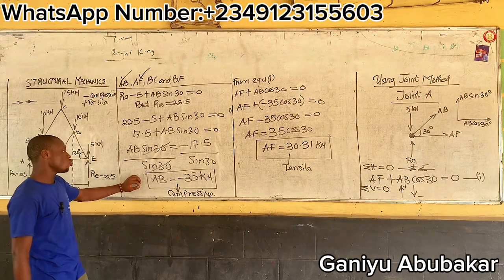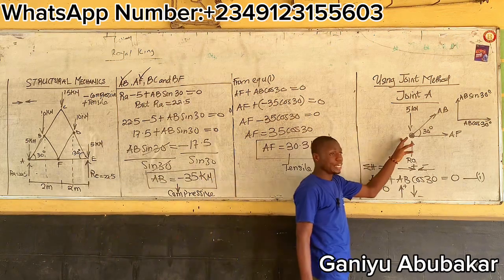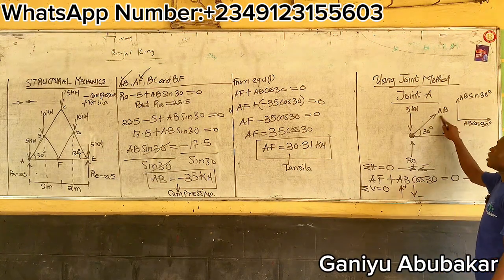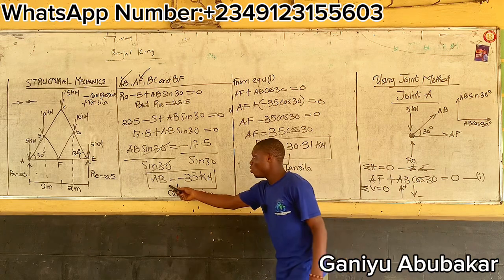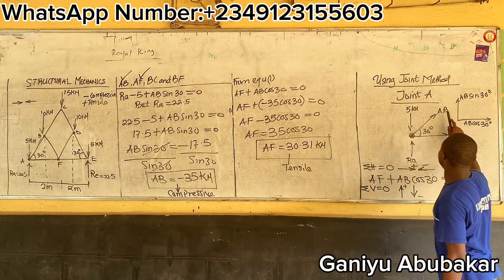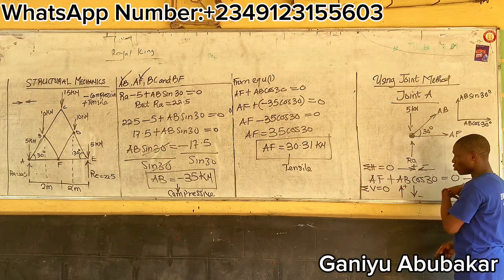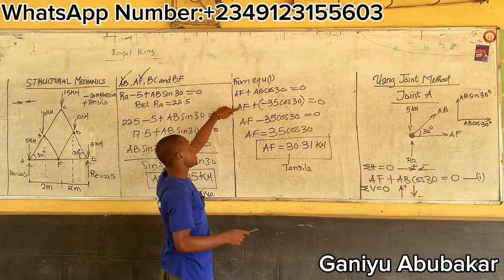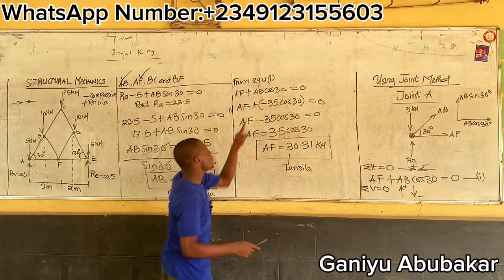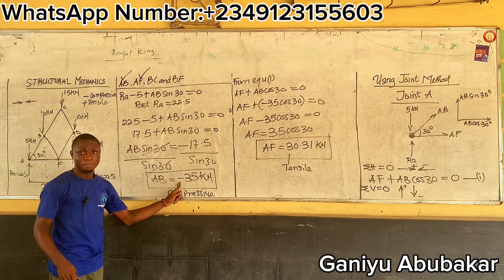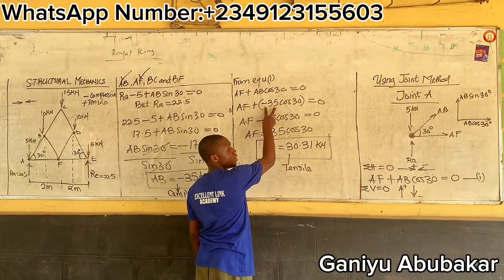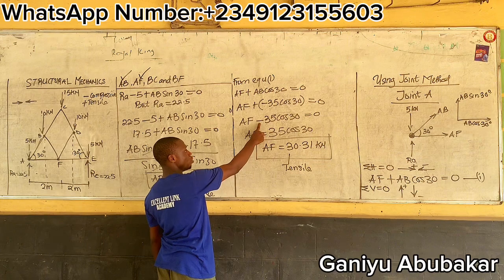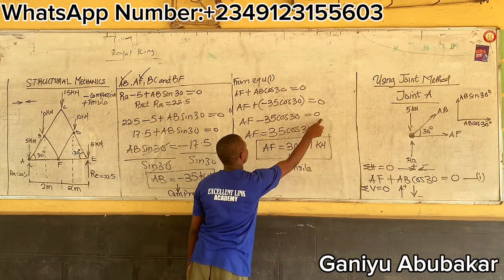I'm done with this. At my first joint A, I want to look for two things, because what I can see is just two unknowns: AF and AB. And I've gotten AB successfully. All that I'm looking for is AF, Abby. So how do I get AF? From Equation 1. I'll recall Equation 1. I'm looking for AF. I have AF plus AB cos 30. AB is minus 35, Abby. Put this value here. Total 0.